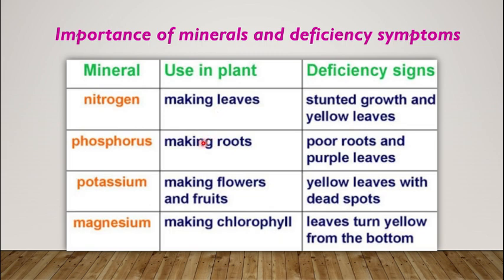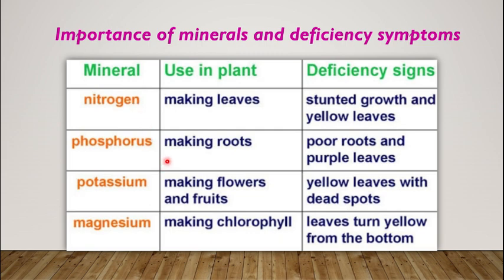Phosphorus helps in making the roots. Potassium helps in making flowers and fruits. And magnesium is very important, that is making the chlorophyll, and chlorophyll is used for photosynthesis, the food making process. If the plant is deficient or does not have enough nitrogen, then some deficiency signs or symptoms appear, like the deficiency of the nitrogen, slower growth and yellow leaves appear. It shows that its growth is affected due to the deficiency of nitrogen.